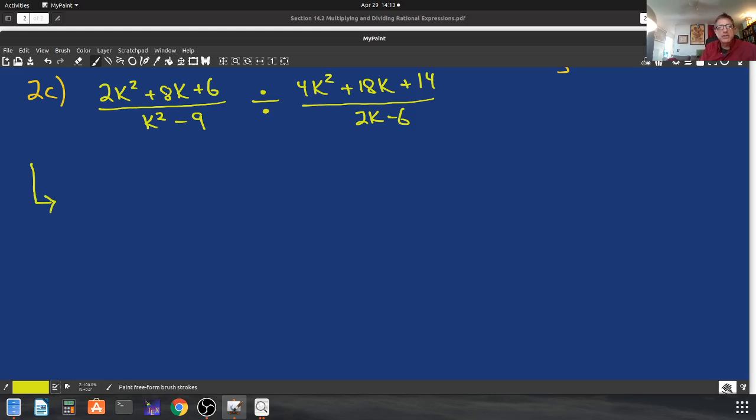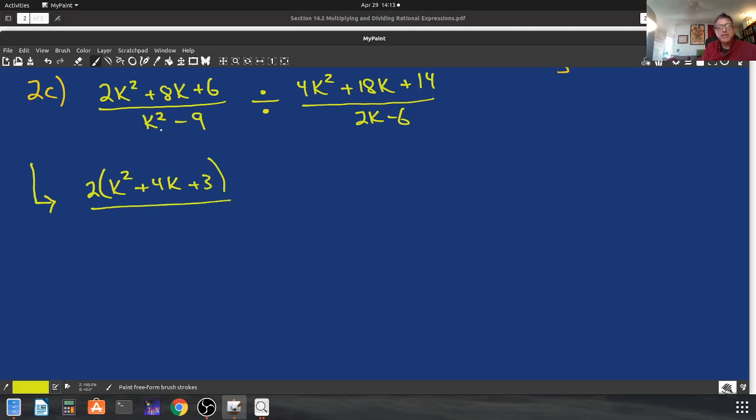So if I look at the GCF of 2k squared plus 8k plus 6, the GCF is 2. So 2k squared divided by 2 is k squared. 8k divided by 2 is 4k. And plus 6 divided by 2 is plus 3. Oh, that's going to be a lot easier to factor.